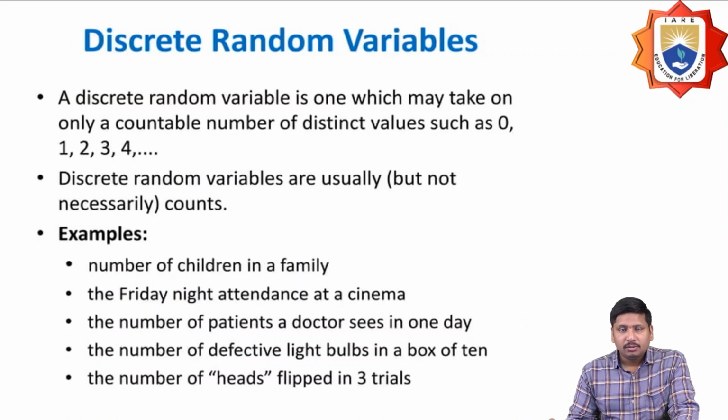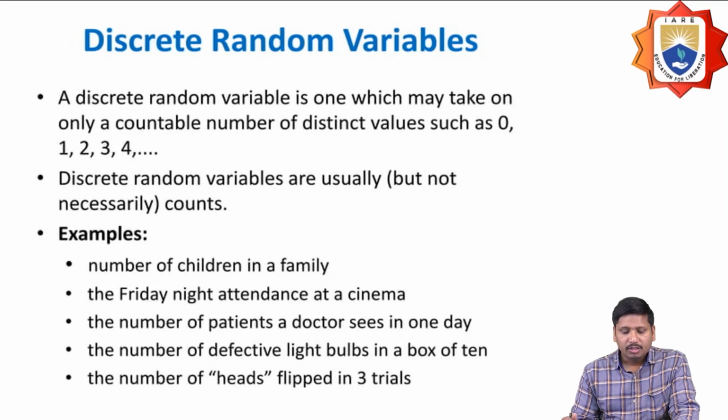So let's see one by one. The discrete random variable is the one which may take on only a countable number of distinct values such as 0, 1, 2, 3, 4. And these discrete random variables are usually counts, but not necessarily.